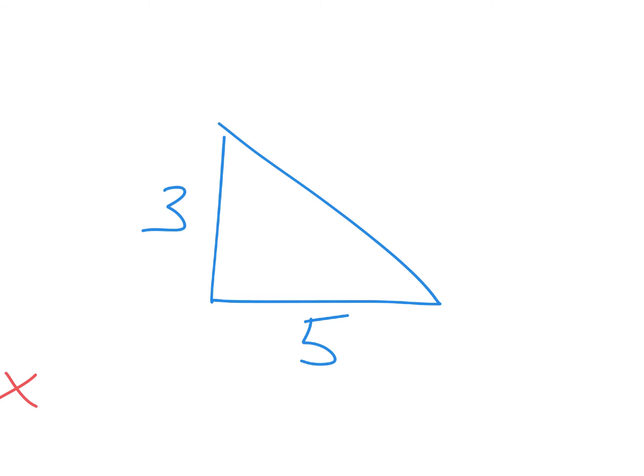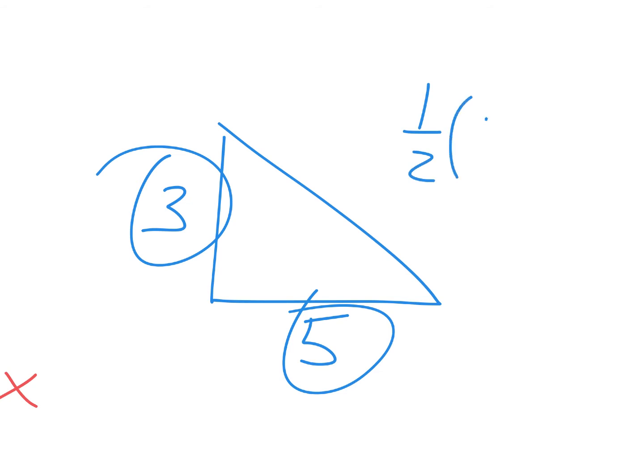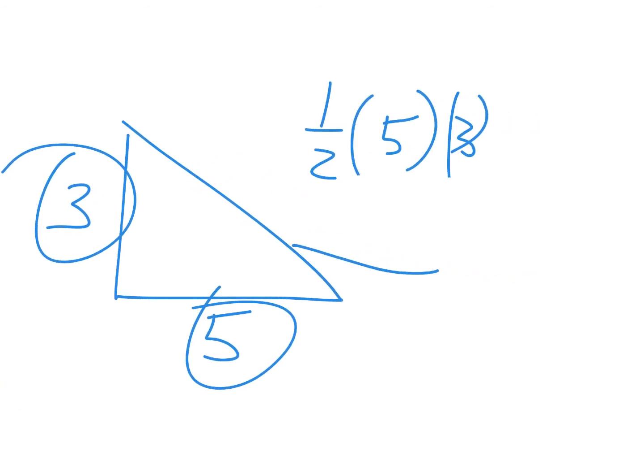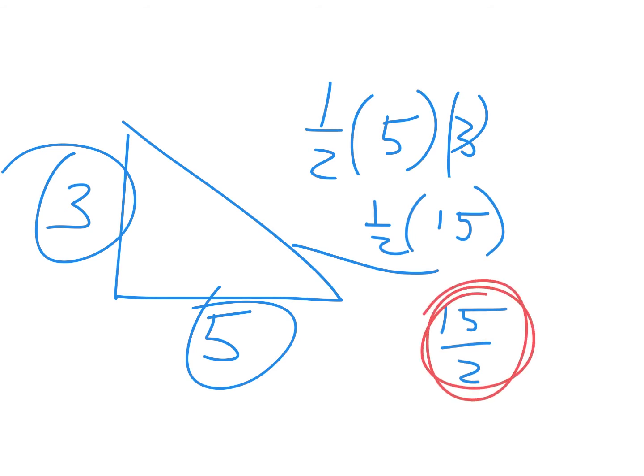Base times height, then divide by 2. Good. So half of this. So you go 5 times 3 is 15. So you go 1/2 of the 5 times the 3. And I personally like to do the 5 times 3 first and get 15 and go 1/2 of the 15. And then that's 15 over 2. Get used to writing it that way. I know that's 7.5, but you'd leave it as 15 over 2. Okay, so area of a triangle, that's super easy.